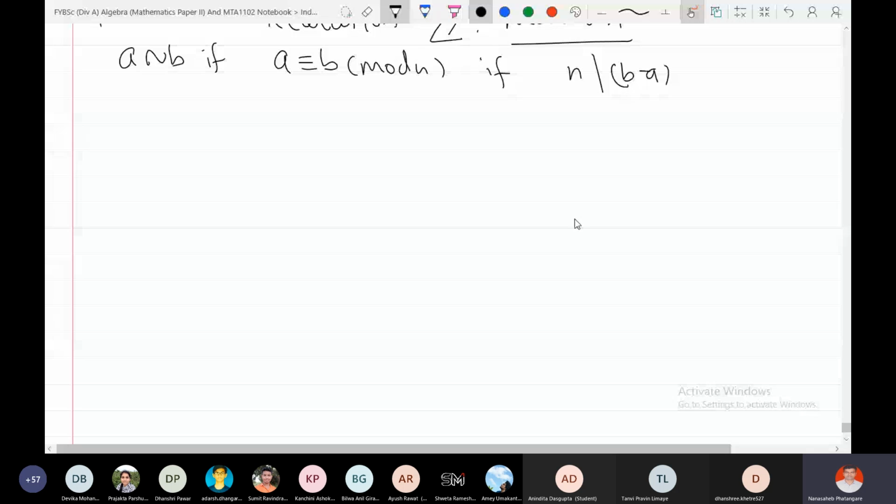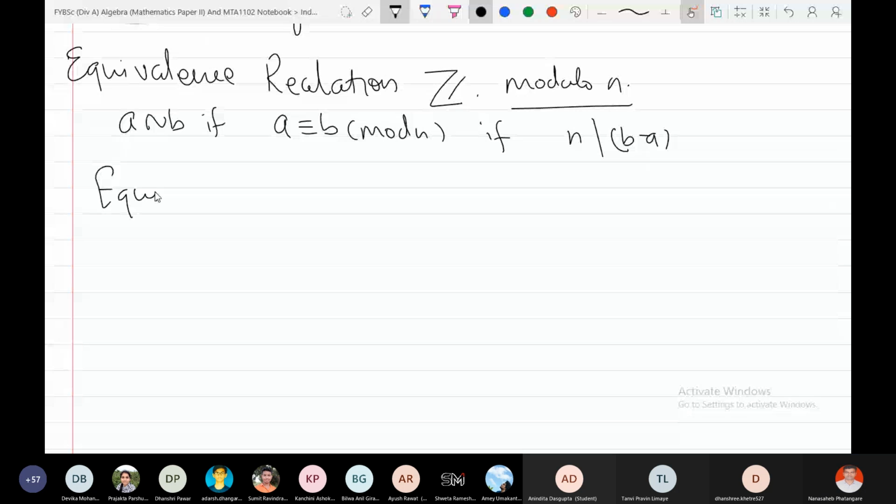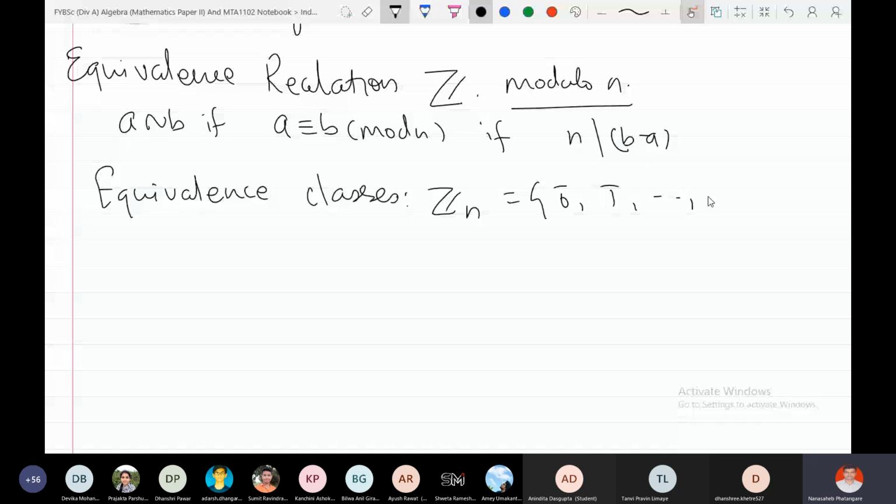And what are equivalence classes? Equivalence classes we denote by Zn, and 0 bar, 1 bar up to n minus 1 bar. So right, this is what we discussed so far.